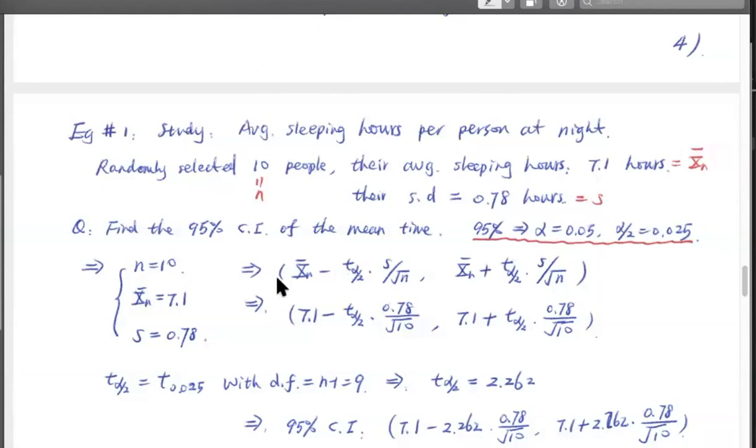Let's do this from the examples, right? So here we are trying to study the average sleeping hours per person at night. Can we do a quick survey? Everybody, can you type on average in the last 1 week, how many sleeping hours per day you have? Can you type here? Yeah, thank you.